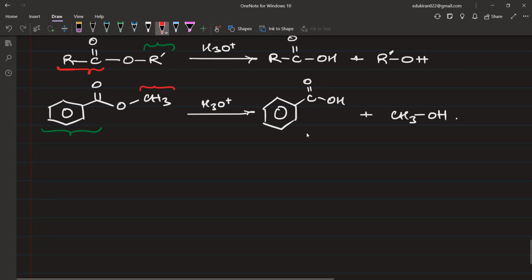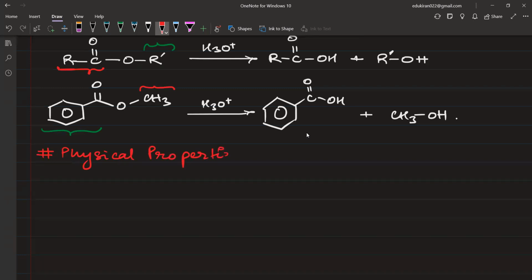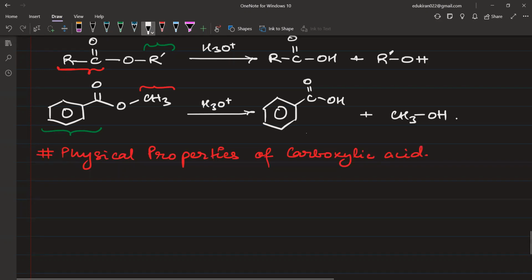After this, physical properties of carboxylic acid. Right, the first line regarding boiling point. Carboxylic acid has a higher boiling point.